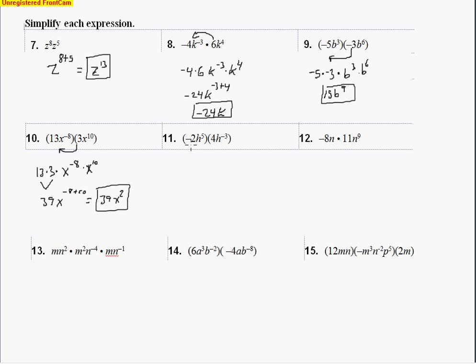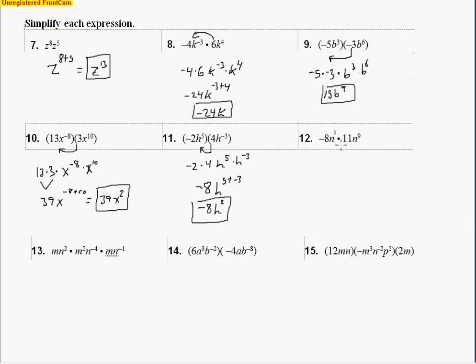Over here I have negative 2 times 4. I've got to move these next to each other and multiply them together. Negative 2 times 4. And then I've got h to the 5th times h to the negative 3rd. So I end up getting negative 8h, and then I have to add up the exponents. Negative 3 plus 5 gives me positive 2. So negative 8h to the 2nd power. And so a common mistake is sometimes people think, oh, I got a negative number, I need to switch its location. No, it's only negative exponents that you switch their location in the fraction.